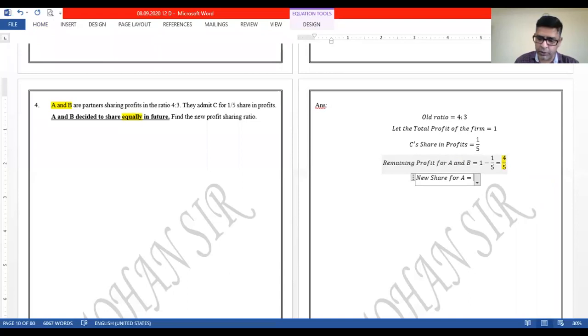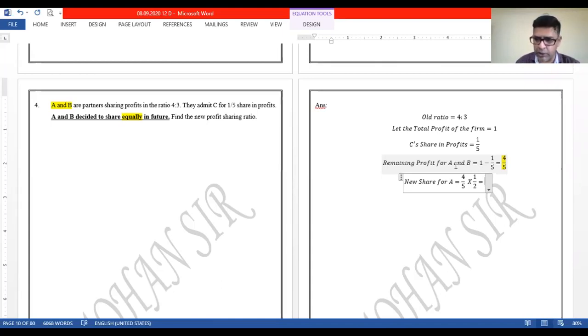That will be equal to the remaining share, which is 4 by 5, into, how are they going to share the profits? Equally. So 1 by 2. Okay, this is a change. If this statement was not there, then we would have used the old ratio 4:3, as we did in sum number 1. But over here it is very clearly specified that they are going to share the future profits equally. So that's why 4 by 5 of 1 by 2.